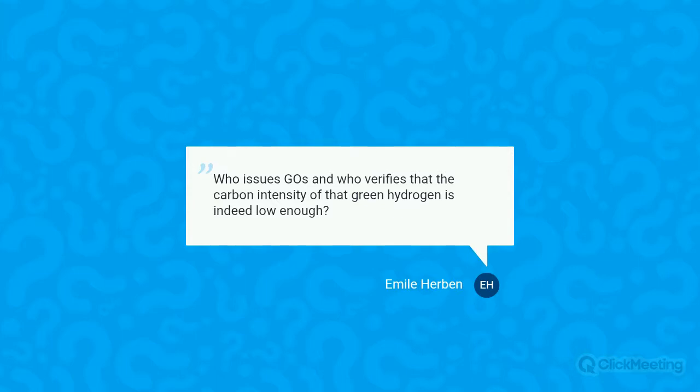So who issues GEOs and who verifies that the carbon intensity of that green hydrogen is indeed low enough? So the CertifHy project, in phase 2, is working on a set of procedures on what needs to be audited. Typically it will be the green hydrogen producer who invites an auditor like TÜV SÜD, Bureau Veritas, Vinçotte, whatever, to come and validate both the renewable content as well as the carbon intensity of its hydrogen production, for instance, of the last year.